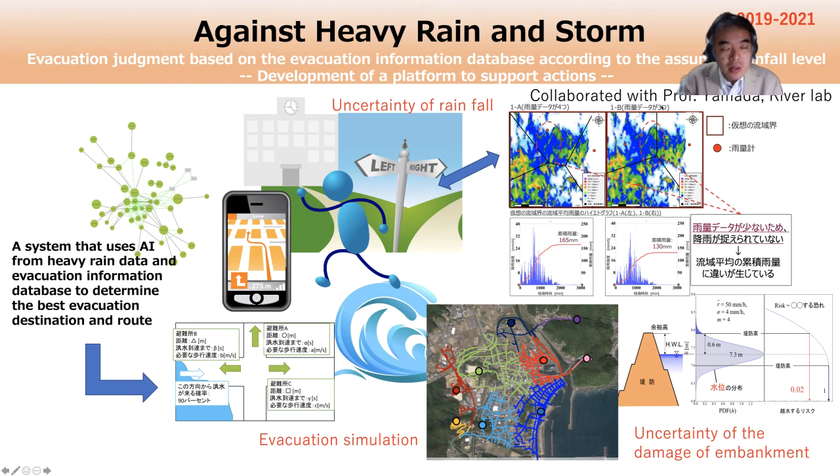And we apply it to heavy rain also, and this is in collaboration with Professor Yamada in the river laboratory, and we are doing real-time prediction by using numerical simulation and radar data. Then we support decision making for evacuation by using this system. And also, we are considering the uncertainty of the damage of the embankment.